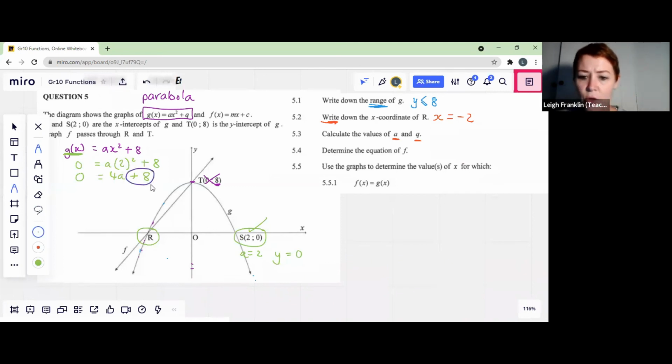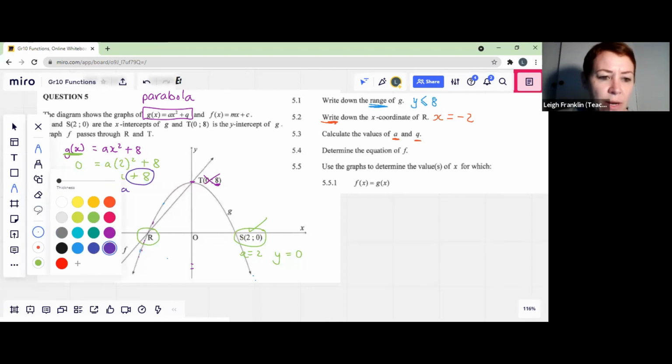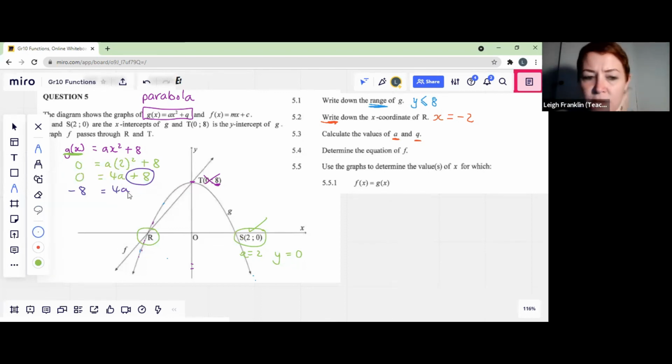If we have +8 on the right, we need to take it over to the left, so that would make it -8 is equal to 4a. And now those of you that told me -2 was perfect, what are we going to divide both sides by, grade 10s? We've got to divide by what's in front of the a. So we're going to divide this side by 4 and that side by 4. And that means a will be equal to -2.